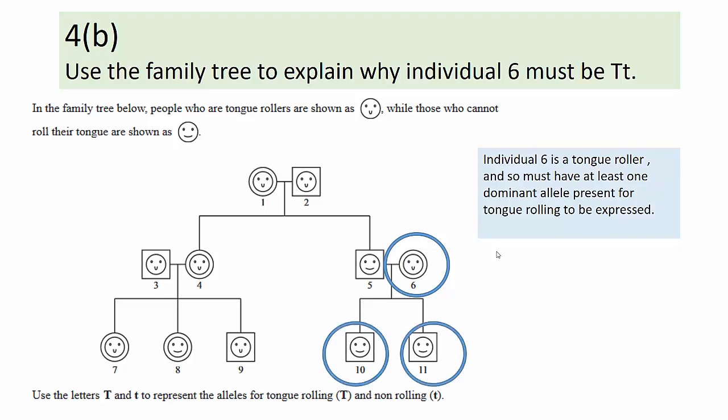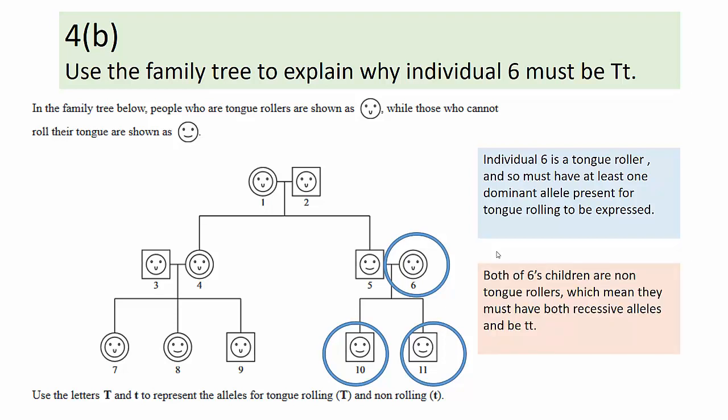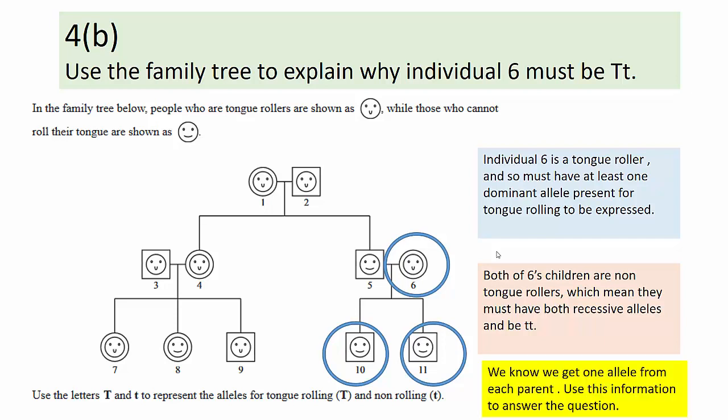The next thing we need to do is have a look at the offspring that person 6 has produced. We can see here that neither of those offspring can roll their tongue. So both of the offspring's parents... the other parent is a non-tongue roller, which means that they have both recessive alleles. So they have to be homozygous recessive. We know we get one allele from each parent, so I want you to use this information to answer the question. Remember that individual 5 cannot roll their tongue, so that means that they must be homozygous recessive, or 2 lowercase t's.